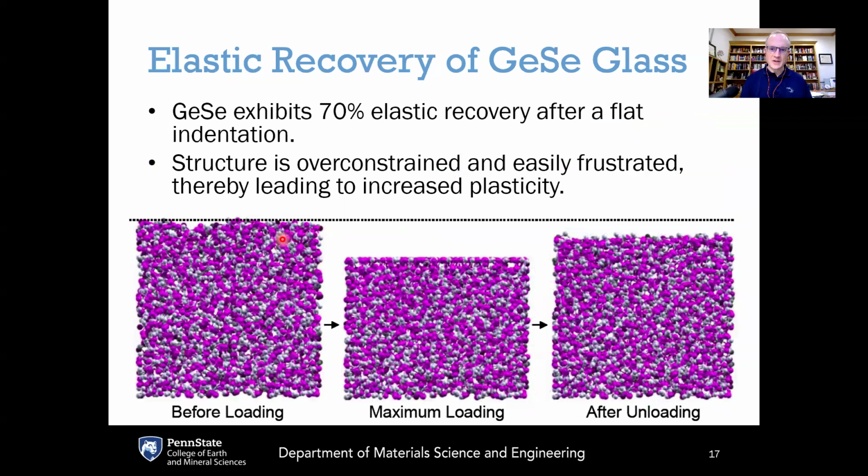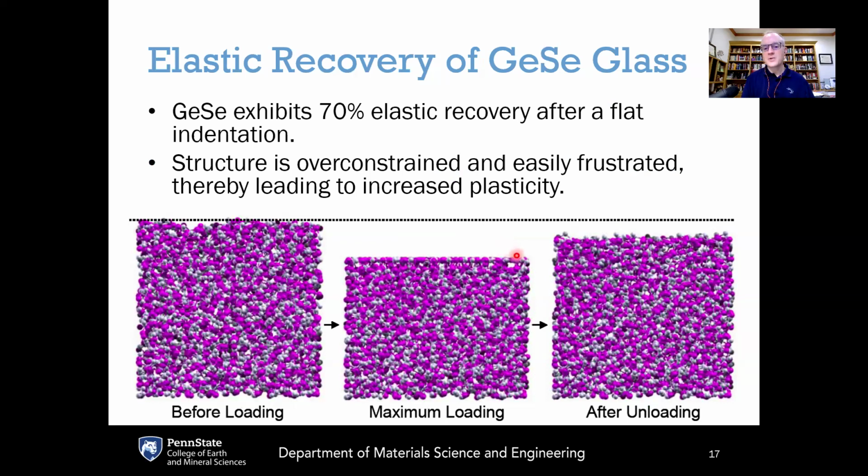You can also see this in terms of the elastic recovery of germanium selenium glasses. In this case, instead of having a spherical indenter, this is just doing a flat press, kind of a uniaxial compression onto the glass, then releasing that and seeing how much elastic recovery we have. So this is GeSe glass. This is our over-constrained glass, before it's put under uniaxial compression. This is under the maximum loading of the compression, so you can see how it compressed as a result of that uniaxial load. And then after releasing the stress on the system, the question is how much of those initial dimensions are recovered.